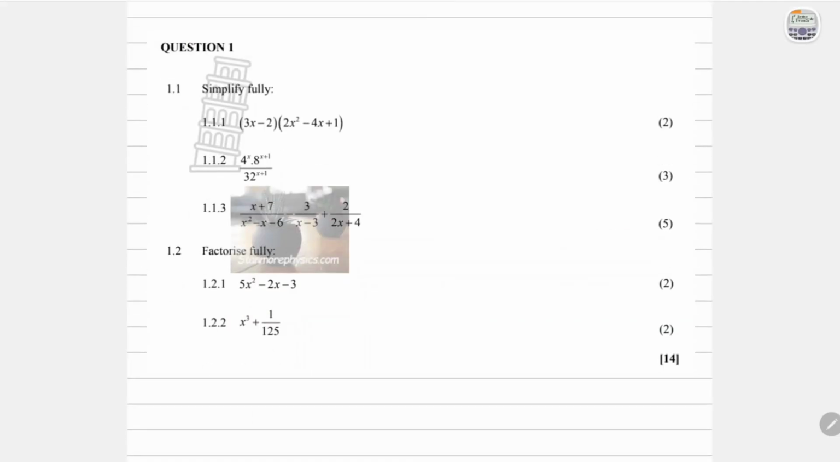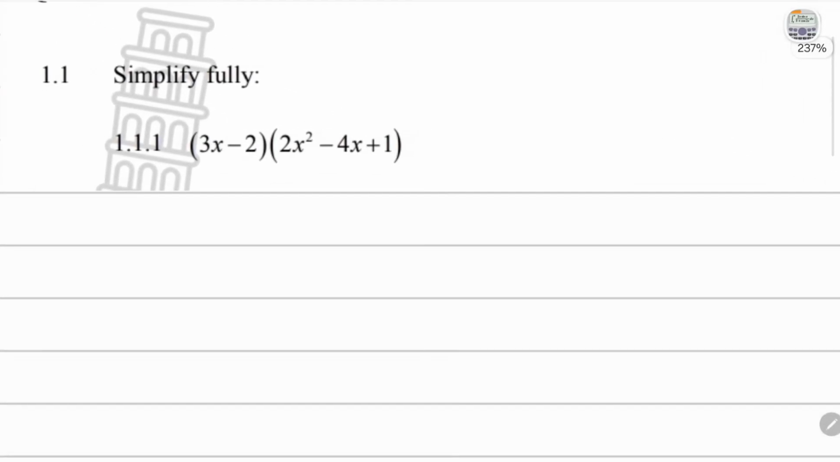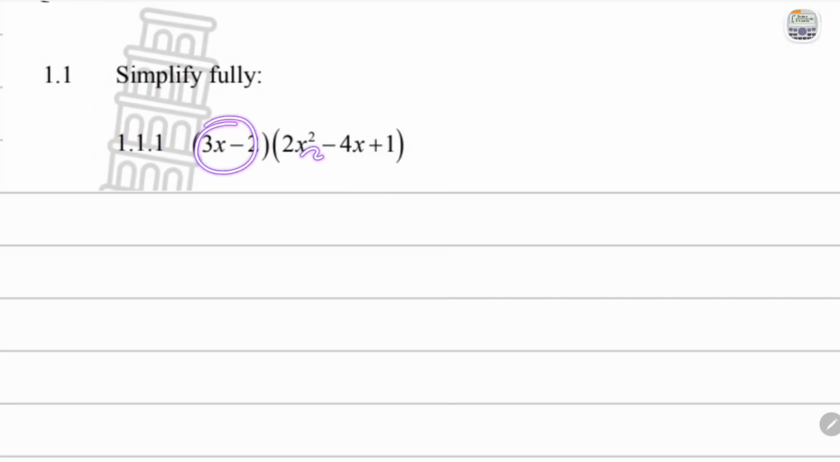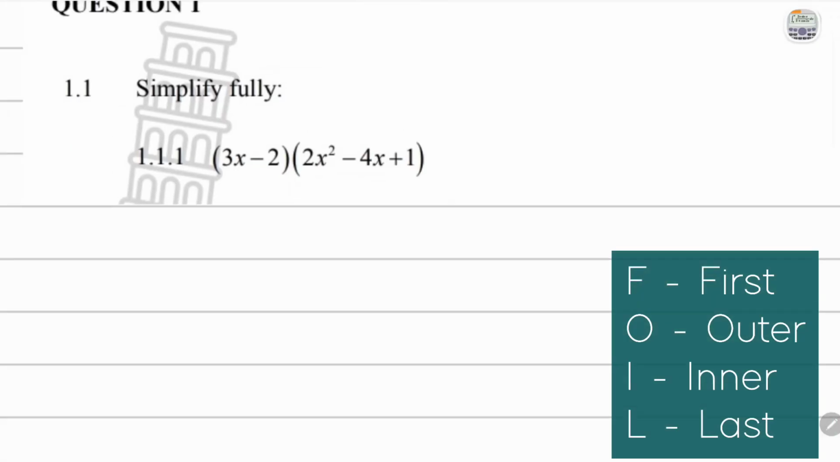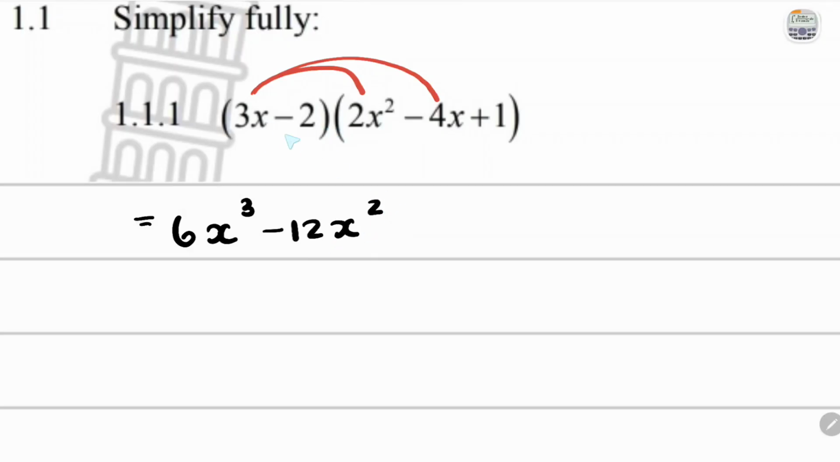Question 1, we are told to simplify fully, and this is what we have been given. So you're given two expressions that are being multiplied by each other. One is a binomial, the other is a trinomial. So here we have to use the foiling method. Okay, so we're going to take the first term and multiply it with the first term. This is equal to 6, and then x times x squared is x to the power of 3. And then first term times second term, and that's going to give you negative 12x squared because it's x times x. Then we have 3x multiplied by positive 1, which just gives you a positive 3x.